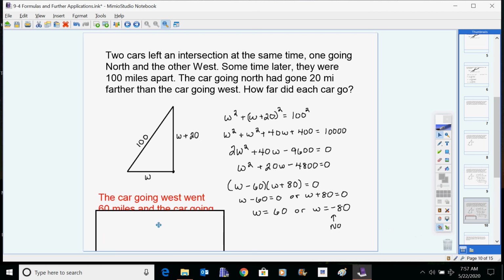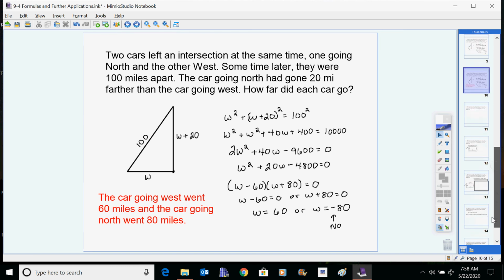Okay, so our final answer is that the car going west went 60 miles and the car going north went 80 miles because 60 plus 20 is 80. And if you check that in the Pythagorean Theorem, 60 squared plus 80 squared does equal 100 squared. It just works out like that. So quadratic equations can come up in word problems. I don't think this one's too bad. We have just 2 more to deal with.